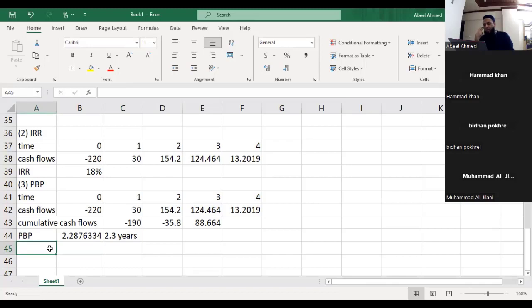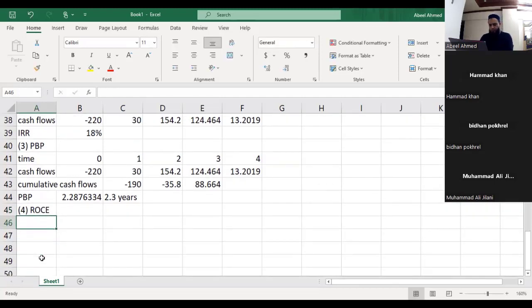Now we need to calculate a return on capital employed as well by using average investment. So let's try to calculate ROCE. Let's get total cash flows. Well, let me first write the time: 1, 2, 3, and 4.